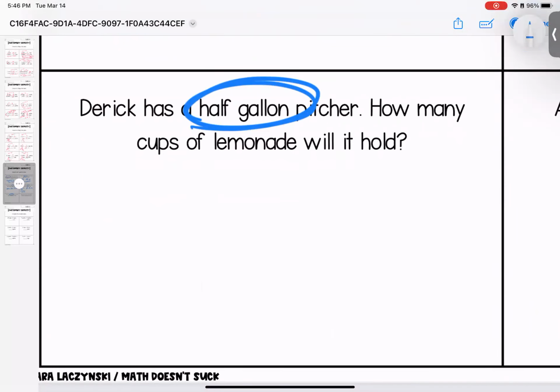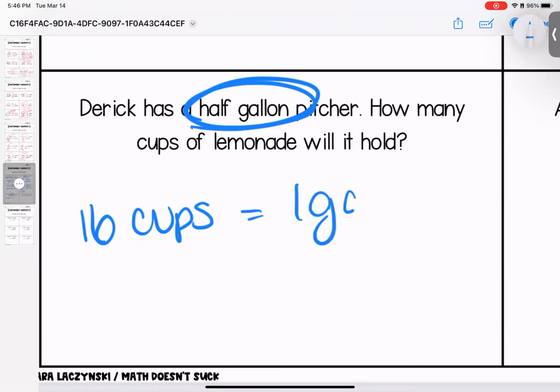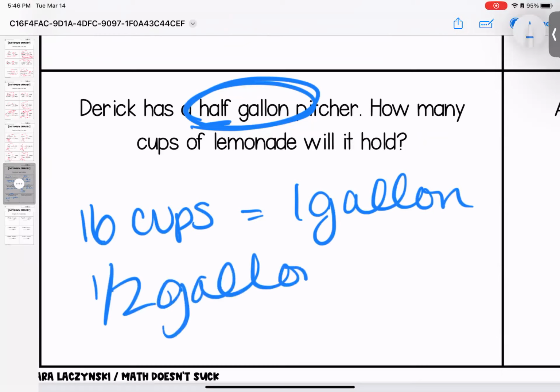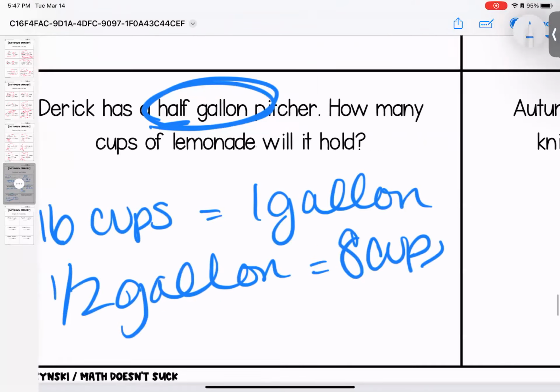Derek has a half gallon, careful, pitcher. How many cups of lemonade will it hold? All right, there are 4 quarts in a gallon, 4 cups in a quart. So there are 16 cups in 1 gallon, but we have a half gallon. So a half gallon, don't overthink it, cut it in half, is going to be 8 cups. It's going to hold exactly half of the other amount.